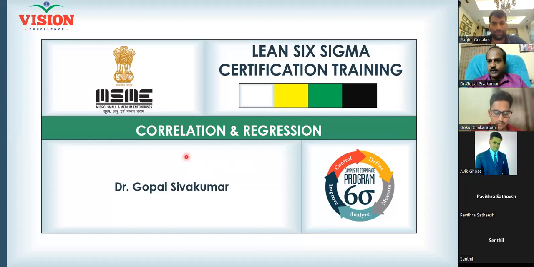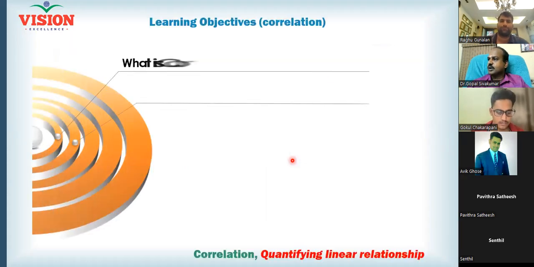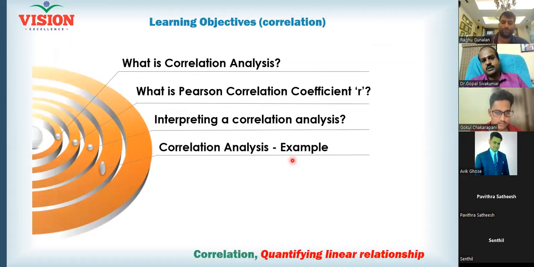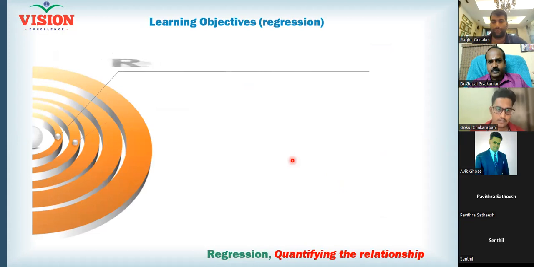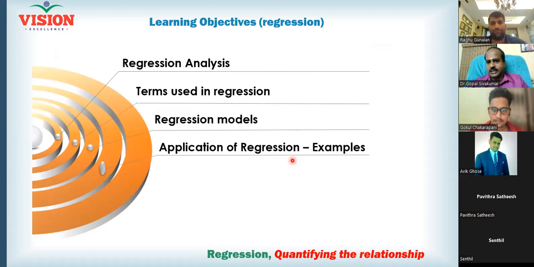Correlation will give you a correlation coefficient and regression will give you a mathematical equation. We call it the mathematical model, right? So first we'll see correlation. What is correlation analysis and the Pearson correlation coefficient? How to interpret a correlation analysis, and then we'll see some case studies also. Similarly, in regression, we'll see what is regression and some terminology related to regression and regression models, because there are linear models, non-linear models, or curvilinear models, and then again some case studies.